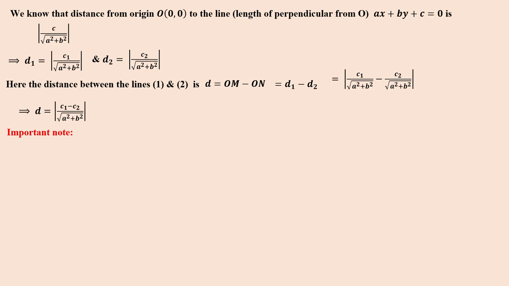Suppose the slope is not given, and two equations of the straight lines are given. If they are parallel, then the distance between them d is equal to modulus c1 minus c2 by root of a square plus b square, right?